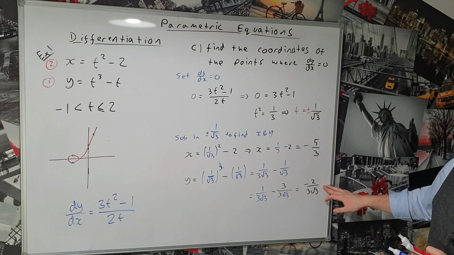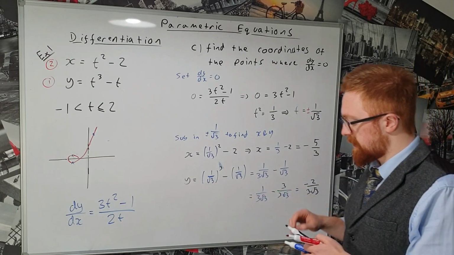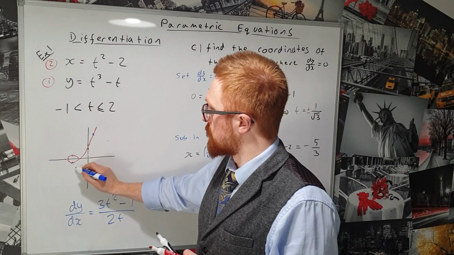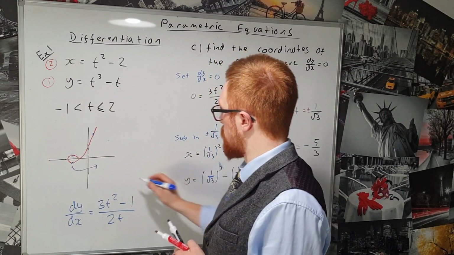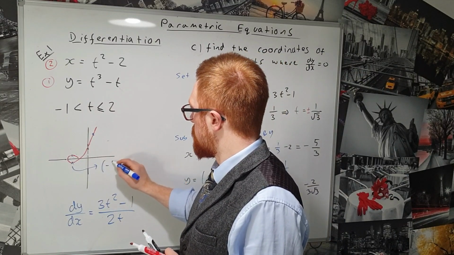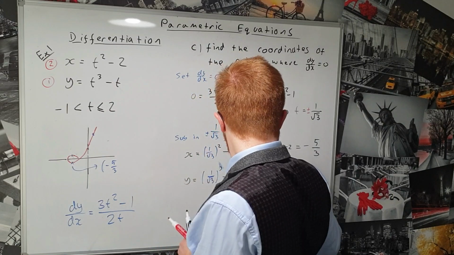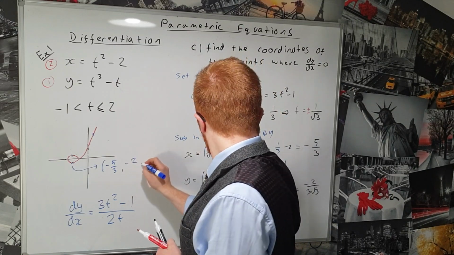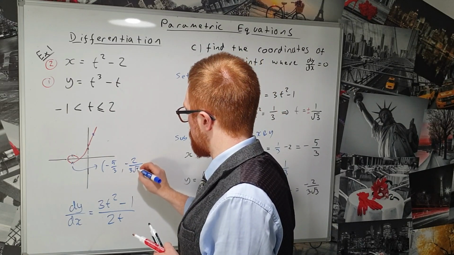So our first coordinate is negative 5 over root 3, negative 2 over 3 root 3. And that corresponds to, well, if our y coordinate is negative, that's going to correspond to this point. So that gives me negative 5 over 3, negative 2 over 3 root 3.